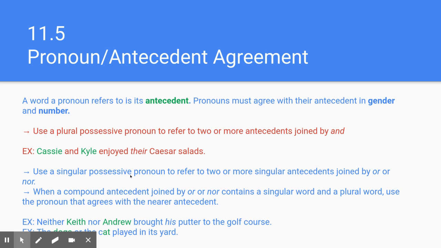So in this case, Cassie and Kyle enjoyed their Caesar salads. There is our pronoun, right? There is a plural pronoun, and we need a plural pronoun because our antecedent is Cassie and Kyle, right? We have a compound subject there. Those are two people, okay?